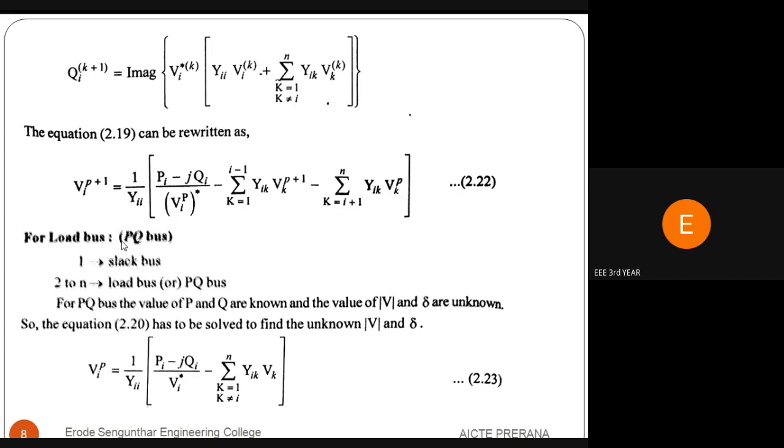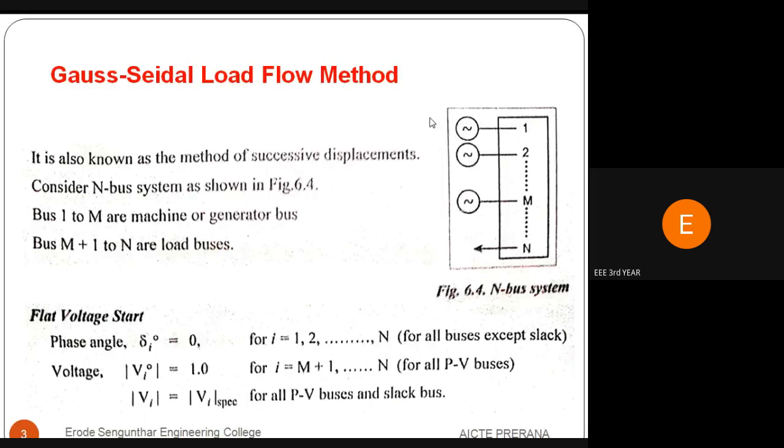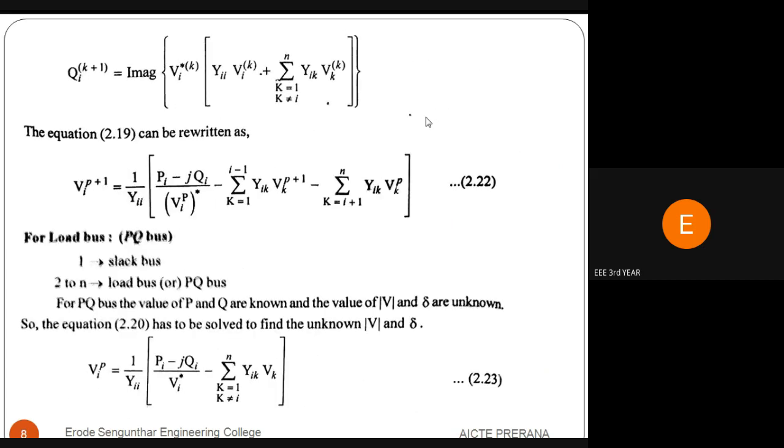For the load bus, that is the PQ bus, the first bus is the slack bus. We are taking this from the diagram. The first bus is the slack bus, and the second bus up to n is considered as load buses, that is PQ buses. For a PQ bus, the values of P and Q are known, and the magnitude of voltage and the phase angle are unknown. We have to find the magnitude of voltage and phase angle. So equation 2.20 has to be solved to find the unknown values of voltage and phase angle.